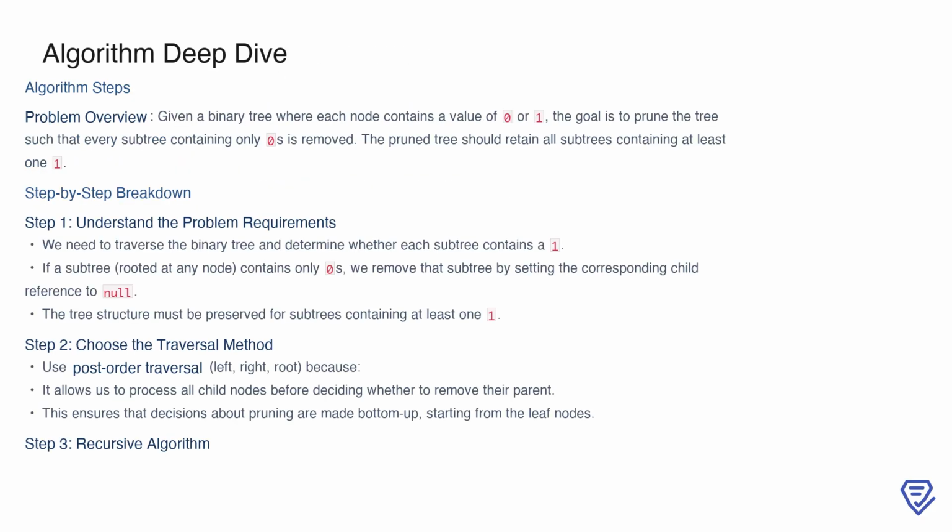To solve the binary tree pruning problem, we need to modify the given tree so that any subtree containing only zeros is removed, while subtrees with at least one node valued at 1 remain intact. This means our task is to traverse the tree and identify subtrees that can be pruned. The approach best suited for this is post-order traversal, where we process the left and right children before considering the parent node. This traversal ensures that we evaluate and make pruning decisions starting from the leaf nodes and moving upward. By using this bottom-up approach, we ensure that the tree structure is preserved correctly while removing unnecessary subtrees.